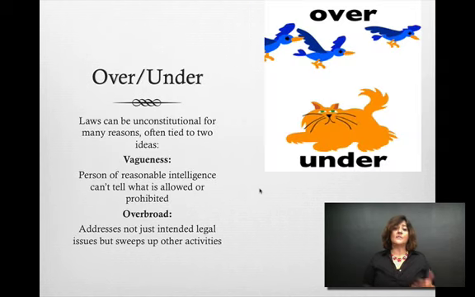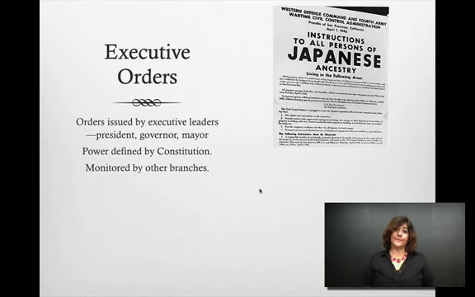Now, laws can be considered to be unconstitutional for a couple main reasons. One, it's vague, so somebody of reasonable intelligence really wouldn't be able to tell what was allowed or prohibited. By the same token, it can be what's called overbroad, which means it is such a blanket approach that it's going above and beyond what we really need to do in order to either provide opportunity or take opportunity away.